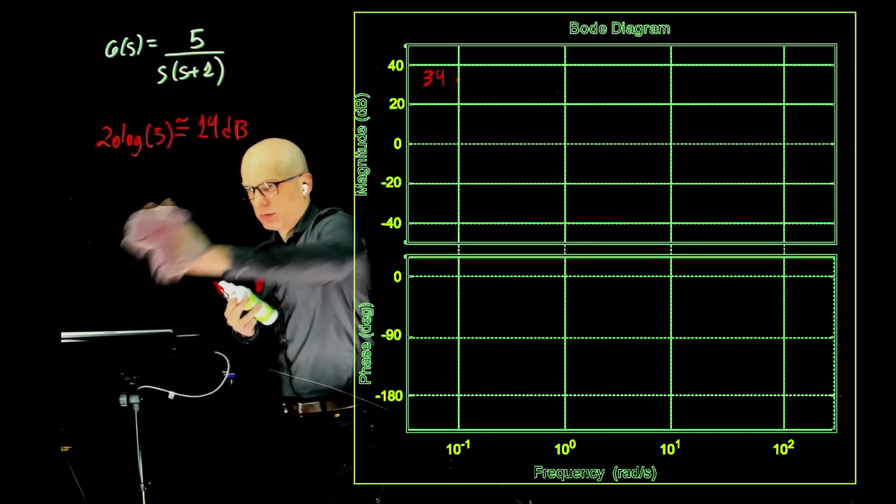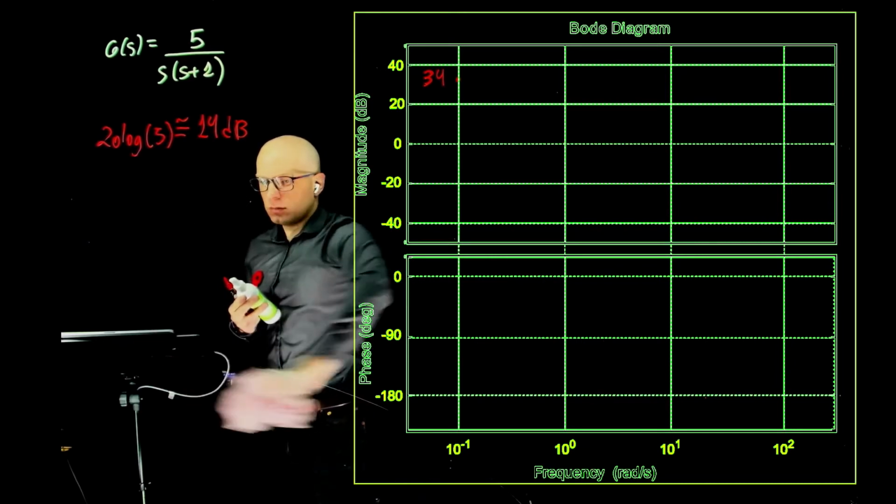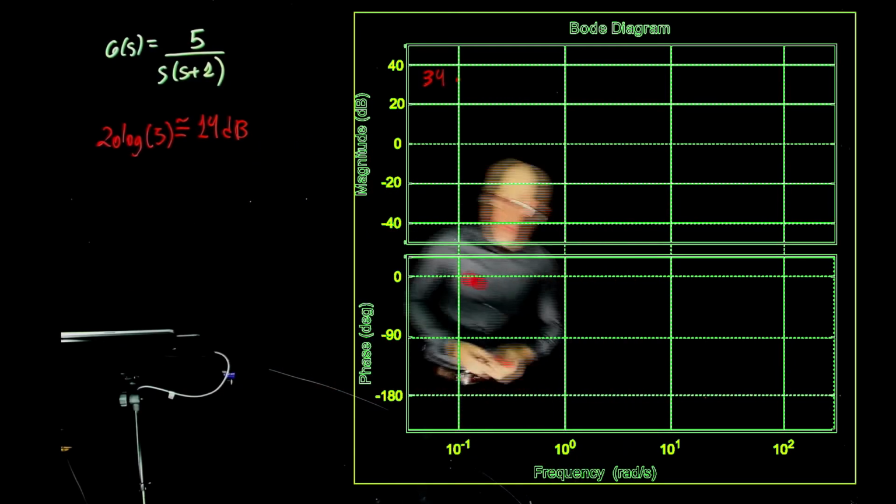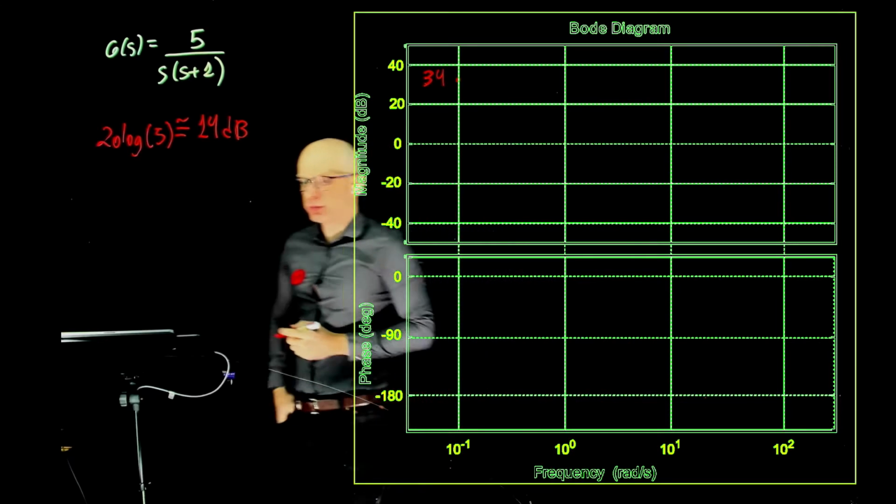The only thing I heard you say was you find 20 log 5, which was the gain, and that was 14 dB. Why didn't you hear anything else?